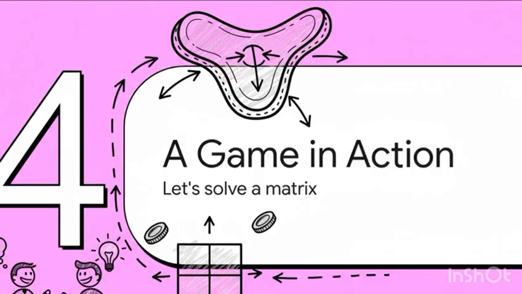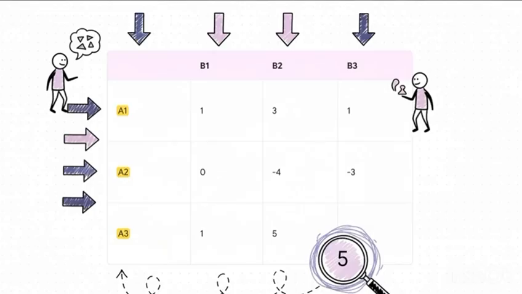So let's apply these steps to an example and solve for a saddle point right now. Here's our game board. Player A can choose one of three strategies, A1, A2, or A3. Player B can also choose between B1, B2, and B3. The numbers in the grid are the payoff that player A gets for each combination of choices. So for instance, if A plays A3 and B plays B2, A gets 5.